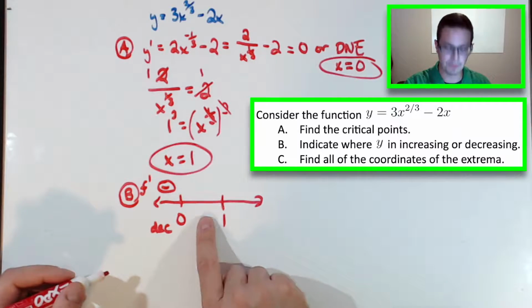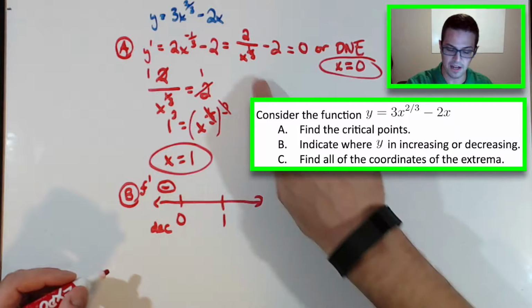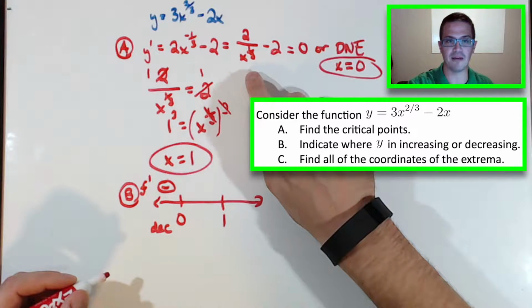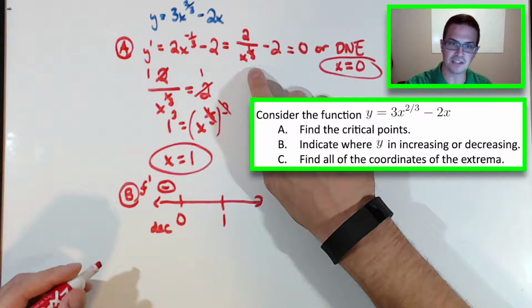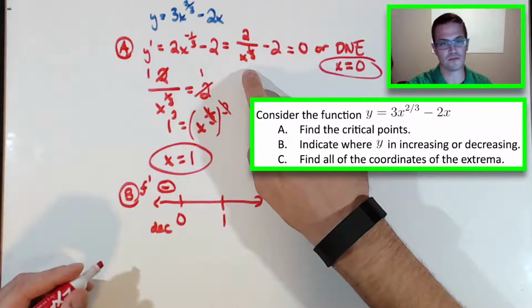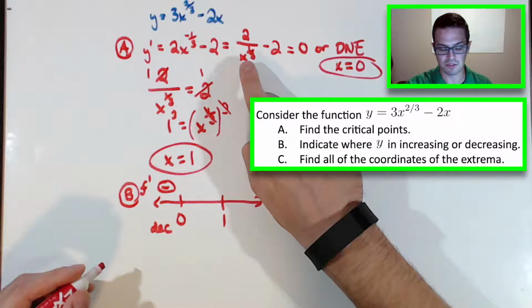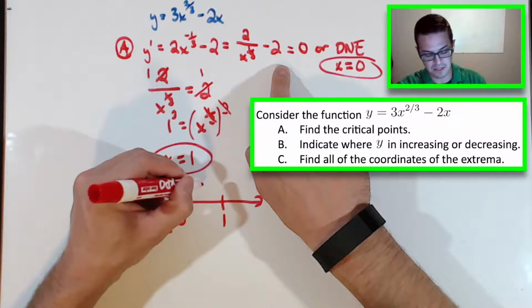Okay. Next, I'm going to put some value like 0.5 or some other number that's in between 0 and 1 here. And if you do that, you end up with 2 divided by some positive fraction that's actually small. So it's actually going to be a bigger number. So it'll be like 2 divided by some small number ends up being a big number. And this number is going to be bigger than 2. So it's going to be bigger than 2 minus 2. This means it's going to be positive.